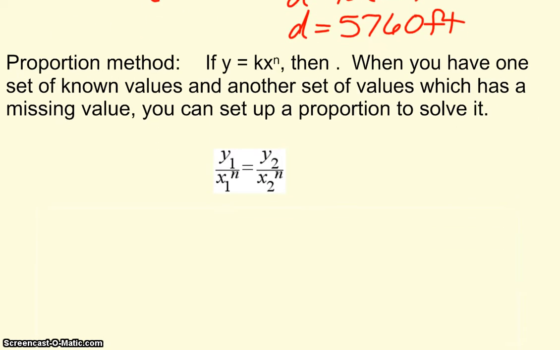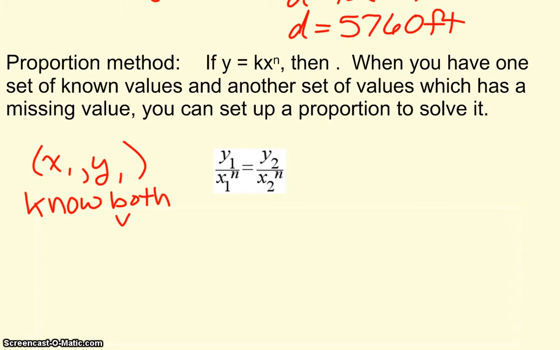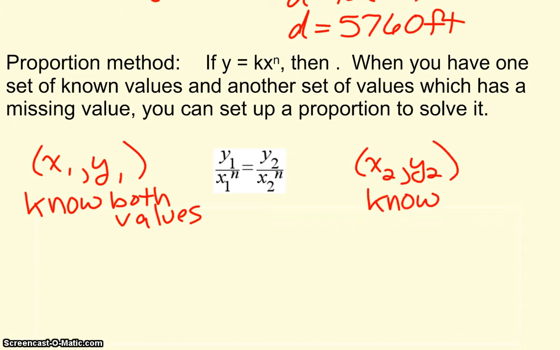The next technique is called the proportional method. You can use this, and it kind of bypasses k in the middle. When you have this, we actually have 2 sets of ordered pairs. We have one set where we know everything, and I'm going to call that one x1, y1. You know both values. The other information we have is x2, y2, and on this one we'll know one of the 2 values. Our job is going to be to find the missing value.